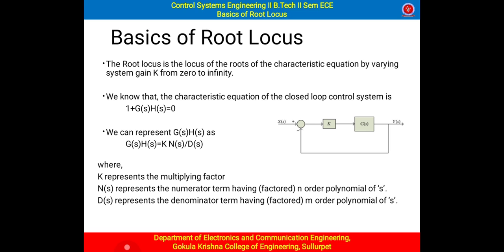Let me repeat again. We take an open loop control system first, and then we give a feedback, so it becomes a closed loop control system. We change the gain of the open loop control system, and at that time the poles of the closed loop control system will vary, and we are plotting those closed loop poles. This is what a root locus is.